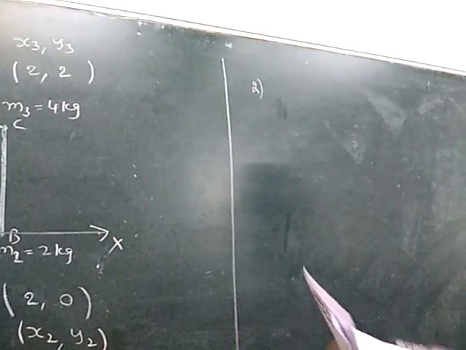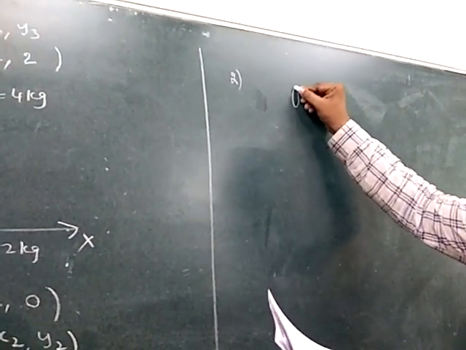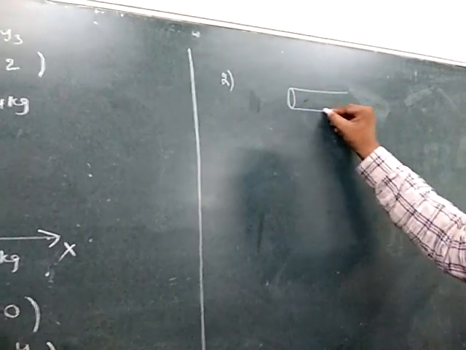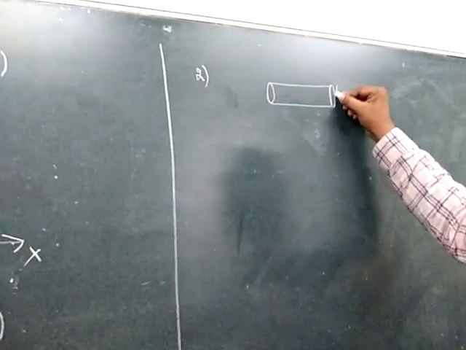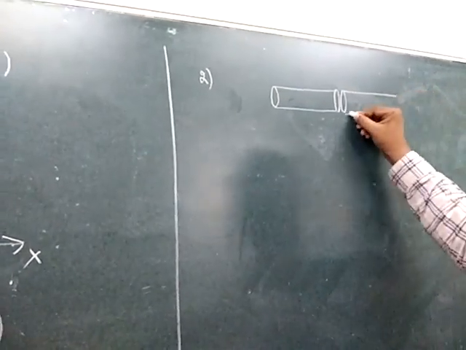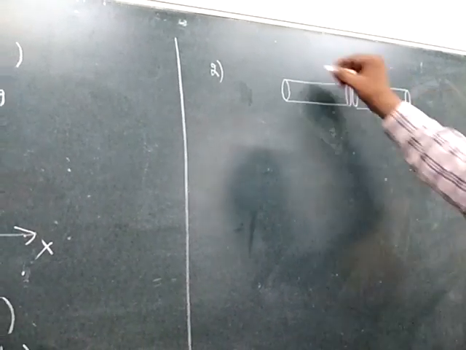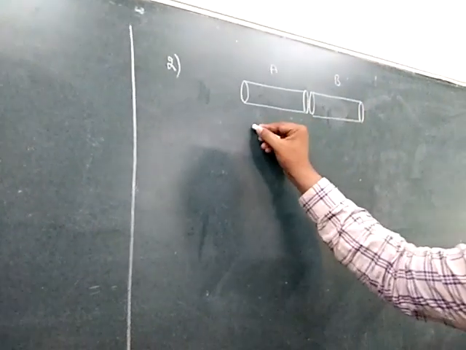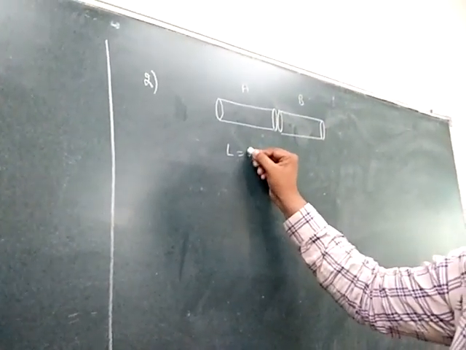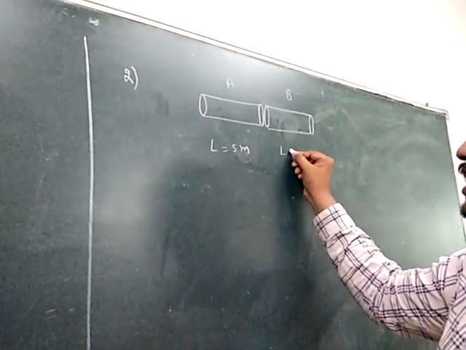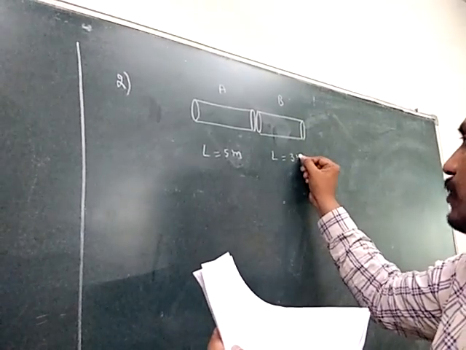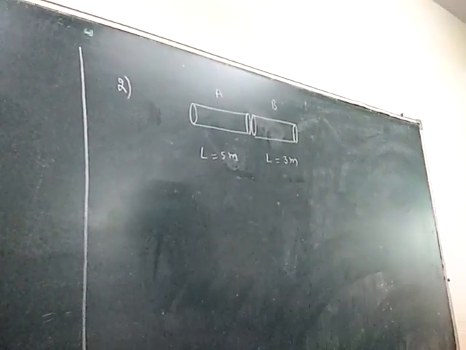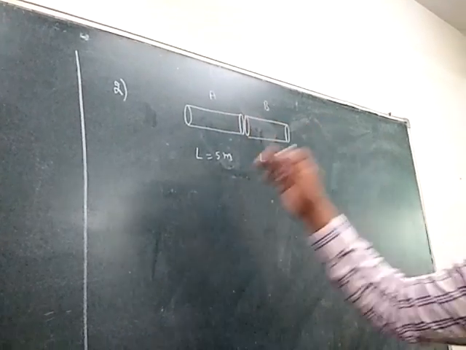The second question: here 2 rods are given. This is the first rod. This is the second rod. Here how many rods are there? 2 rods. First rod name is A. Second rod name is B. First rod length is 5 meters. Second rod length is 3 meters. Okay? They are placed end to end.